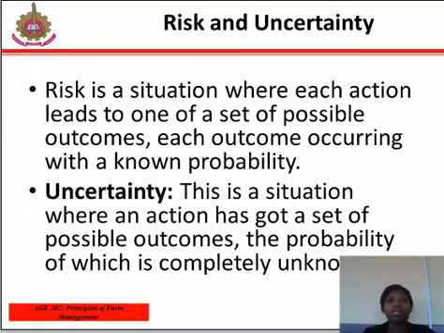Uncertainty. This is a situation where an action has a set of possible outcomes, the probability of which is completely unknown. For example, no one can assign probability to how many times he will fall sick within a year. So a farmer normally calculates his labor requirements on the ground that his workers will be healthy throughout the year and that each laborer will supply at least 8 working hours per day.